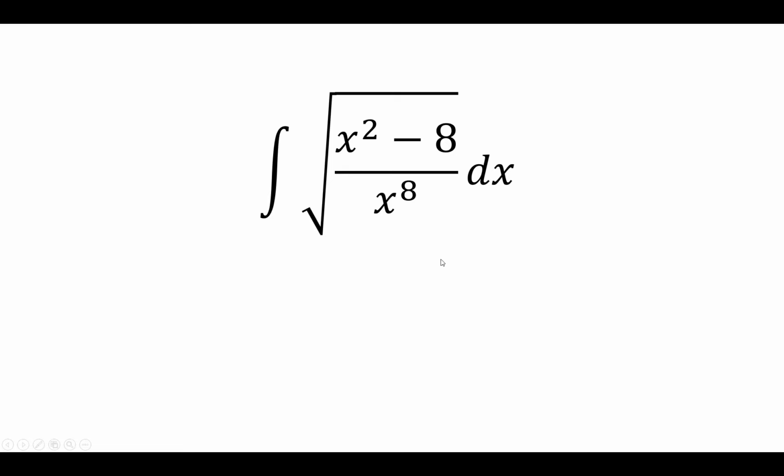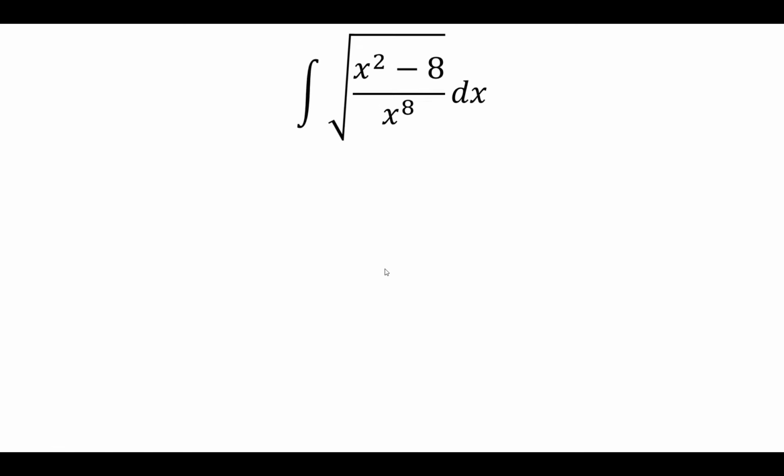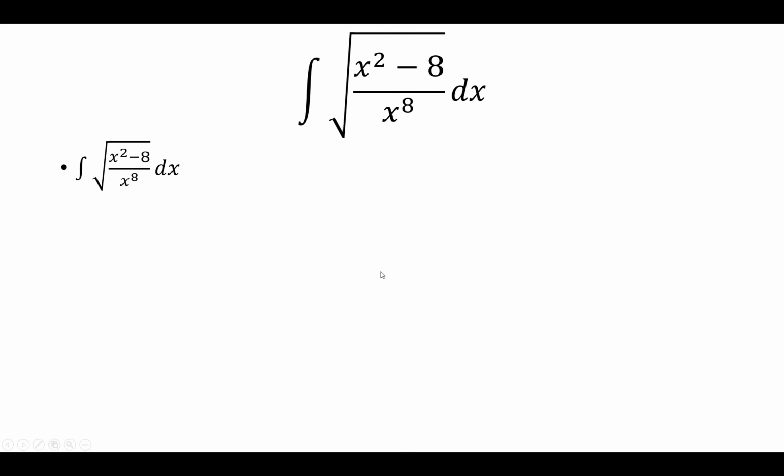In this video, we want to find the integral of the square root of x squared minus 8 over x to the 8th power. So let's break this up. We know that x to the 8th in the denominator, when we take the square root of that, is equal to x to the 4th. So that comes outside here.